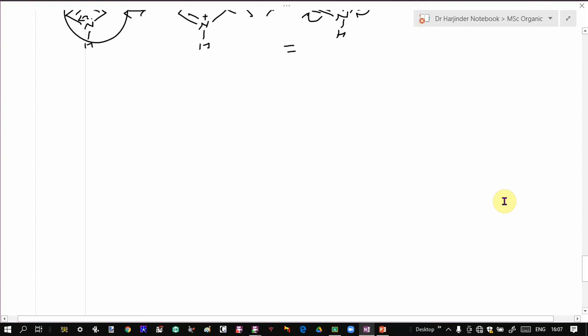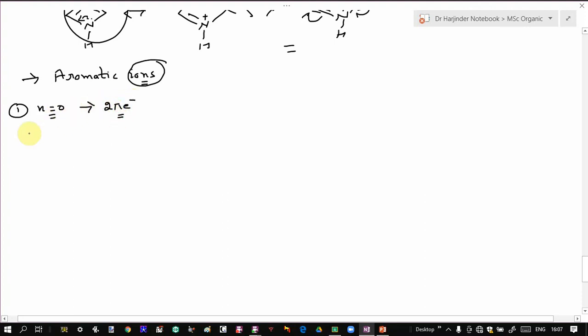Now next is aromatic ions, non-benzoid aromatic ions. So these are also non-benzoid aromatic compounds, but they are in the form of ions. That means they are charged species. So the very first example of aromatic ions is, let us take n equals 0. That means we have to take a 2 pi electron system where n is 0.